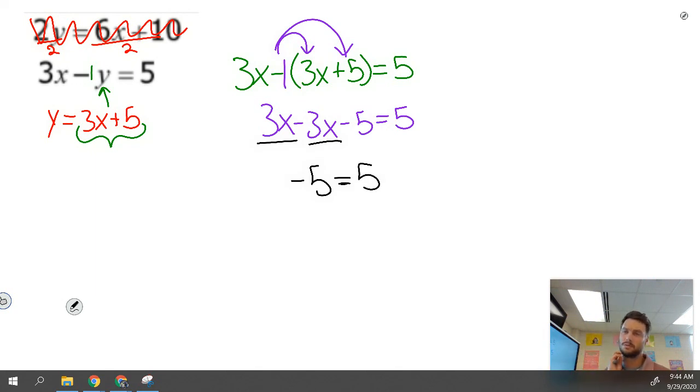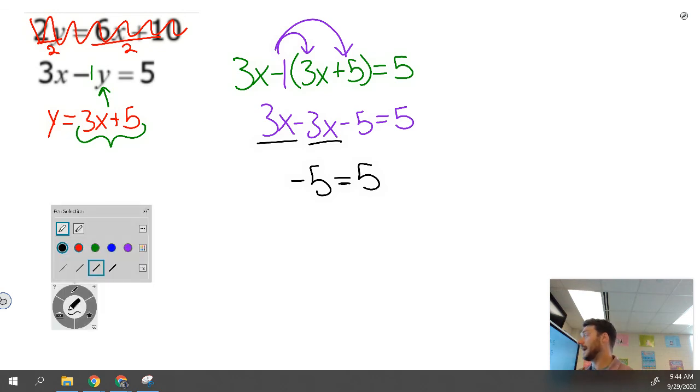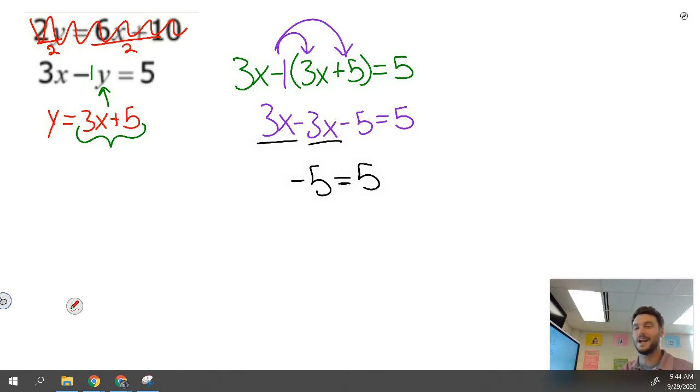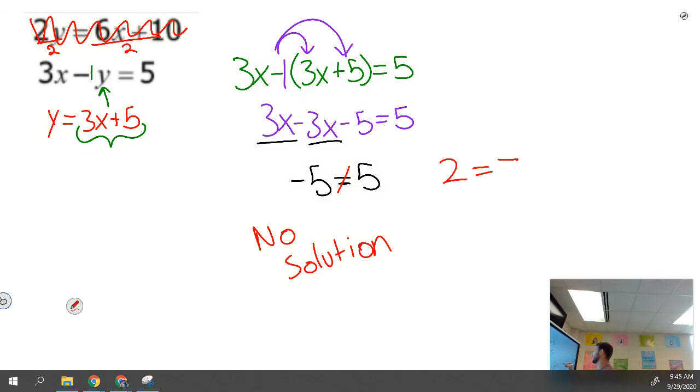Is that true? No. Negative 5 isn't equal to 5. 5 is equal to 5, sure, that would be true. But negative 5 does not equal 5. This is not a true statement, which means there is no solution. And that'd be true for anything. It's not just because one's a positive 5 and one's a negative 5. If you got down to this and it said 2 is equal to 7, that's not true. No solution. Anything where your variables drop out and you're left with a false statement, that is a situation where you would say no solution.